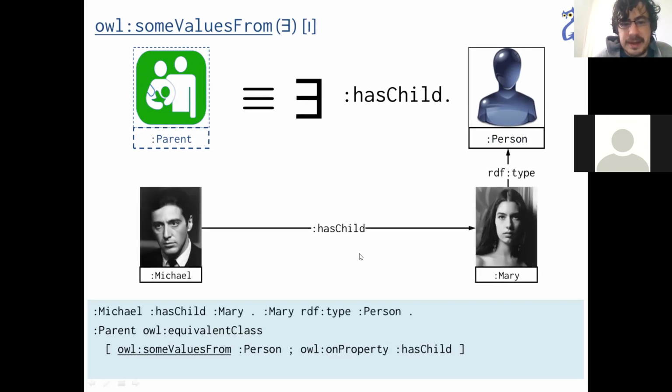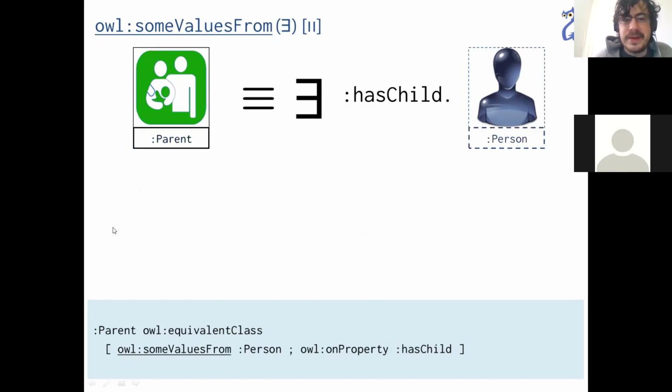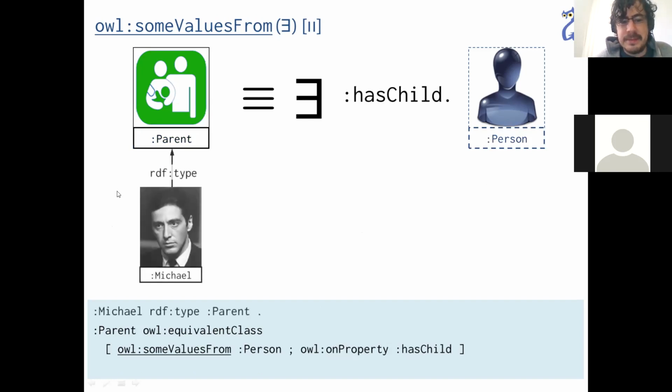So this means that if Michael has a child Mary and Mary is of type person, then we can entail that Michael is a parent, right? Because there exists a child that's of type person, therefore Michael is of type parent. What about in the other direction? So we have this equivalence. So what happens if we say that Michael is a parent? What could we infer here or entail?